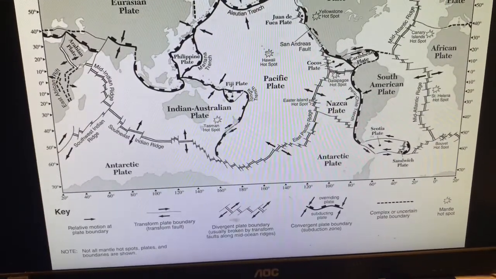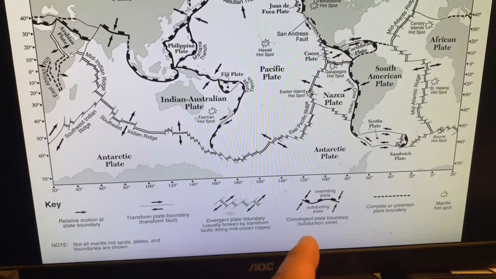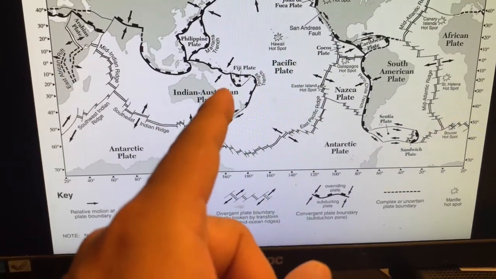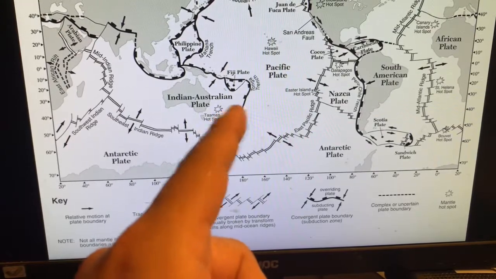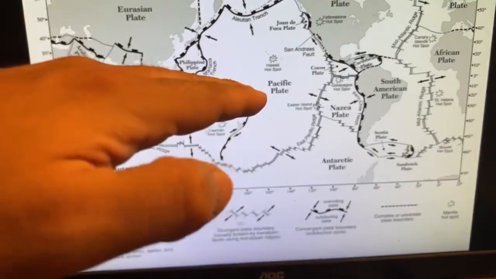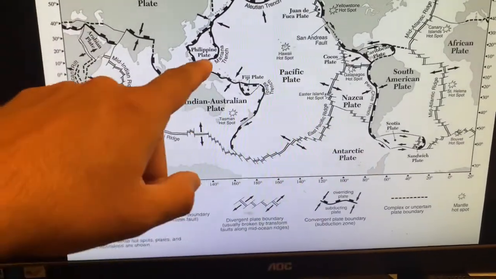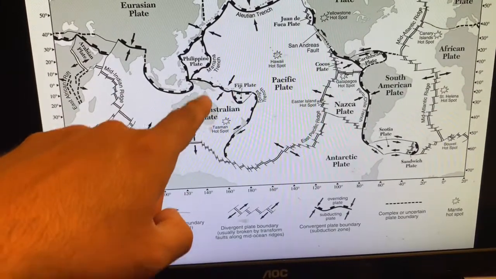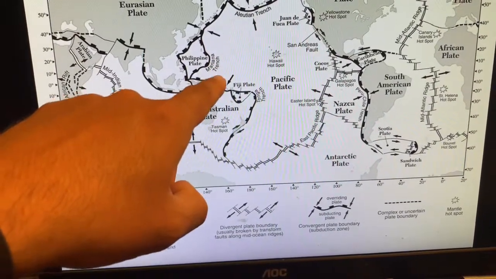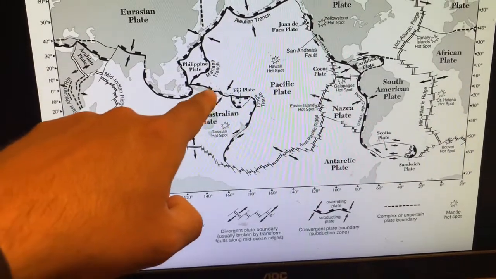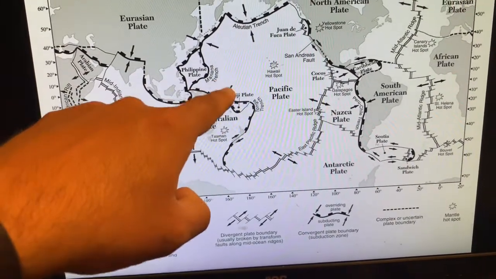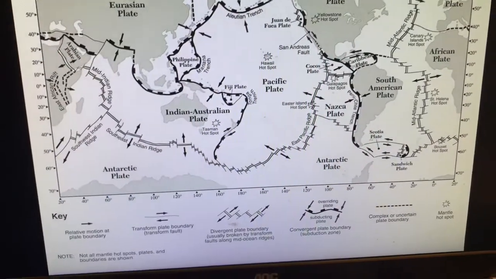Okay, the convergent zone plate boundary shows you down here would be something like this. Okay, and it tells you which plate is subducting and which plate is overriding. The overriding is the plate that stays on top. The subducting plate is the plate that goes underneath. So for example, if you look here, okay, this is telling you that the overriding plate here is the Pacific plate and the subducting plate is the Indo-Australian plate right here. Okay, and how do you tell? The two arrows are crashing into each other, head-on collision.